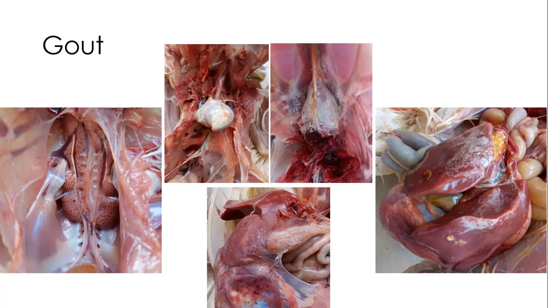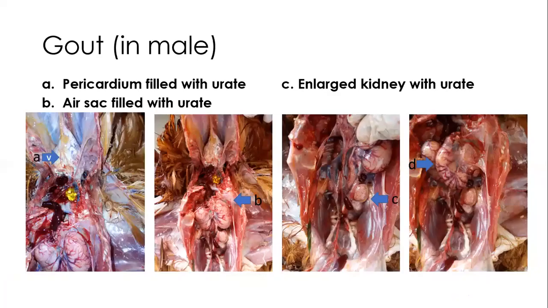It looks as if white paint is found in different parts of internal organs. And when you want to conclude that it's not pericarditis, go straight to the kidney. We see that the kidney is also enlarged and kind of filled with white patches, like the deposit of urine. So let's go to this.